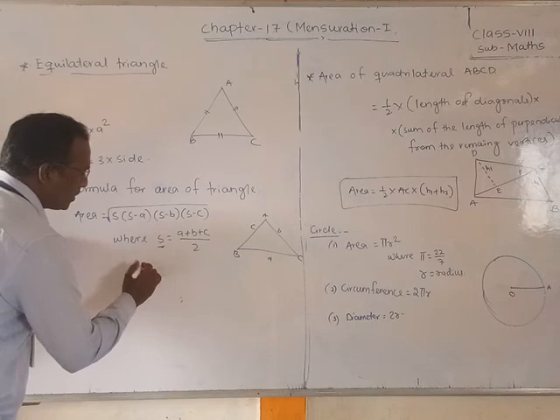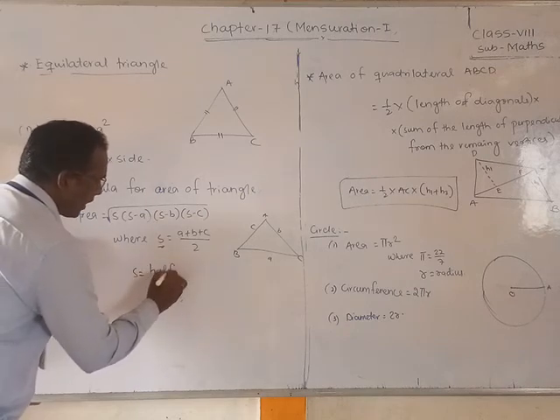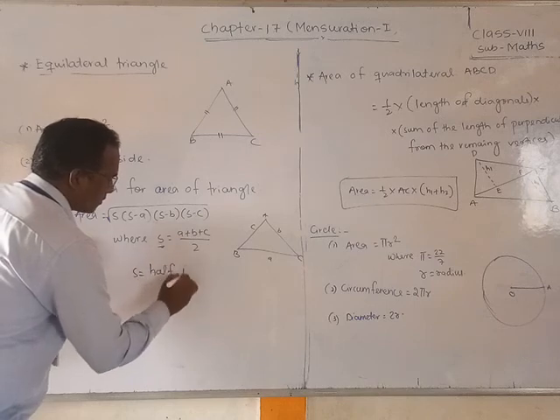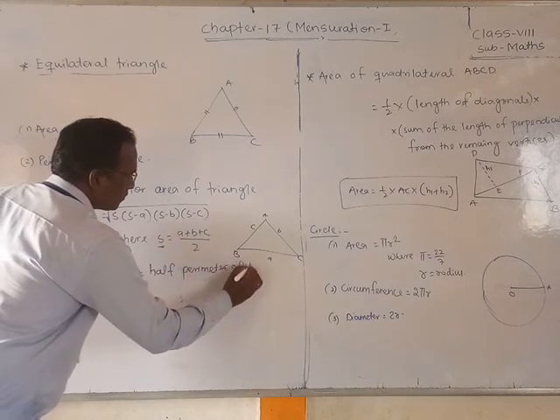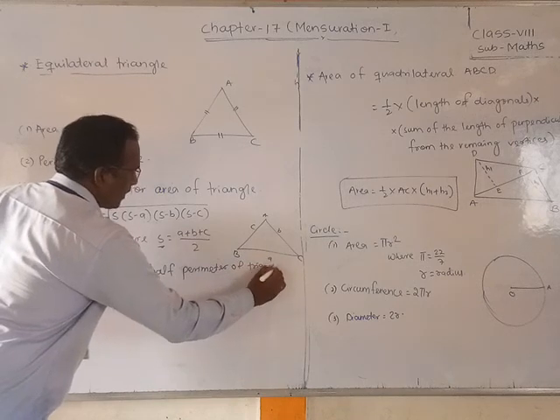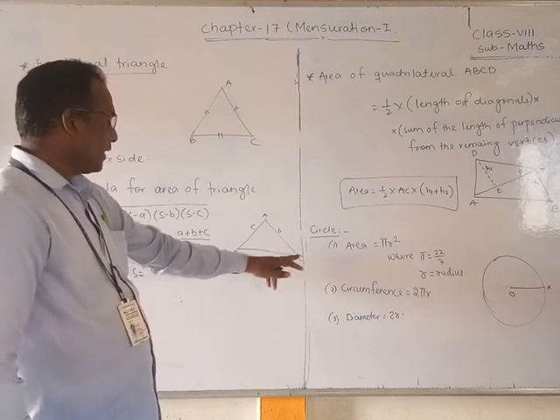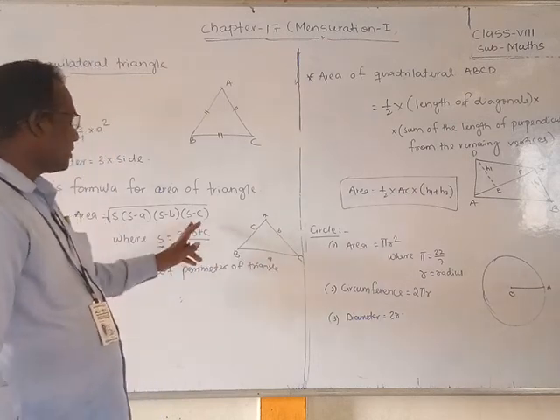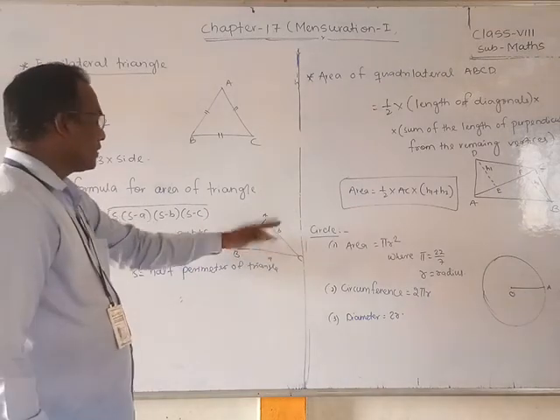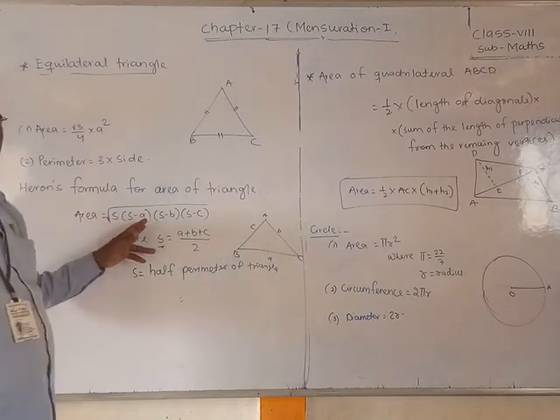S is equal to what, friends? S is equal to half perimeter of the triangle, and a, b, c are the measurements of the three sides. This is A, this is B, and the opposite side is small b, this is small c. So a plus b plus c, you add the lengths of the three sides, and by 2 means you will get the half perimeter. Then we can put that into this formula.